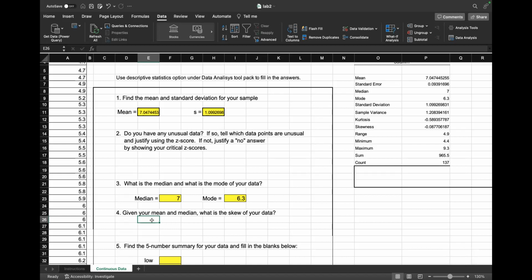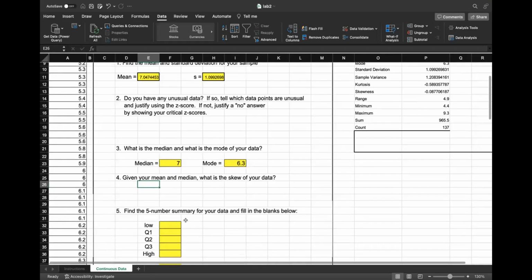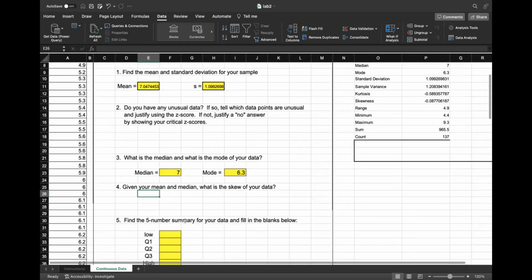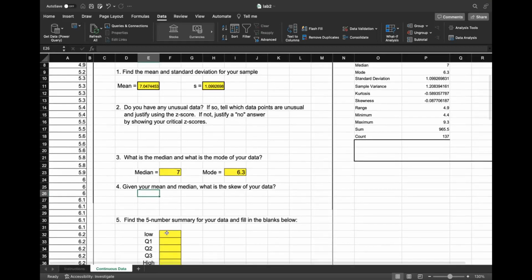What's going on here? Okay. All right. Next, our 5-number summary. 5-number summary is so fun. All right, I'm going to click equals and then get my minimum, which is over here.